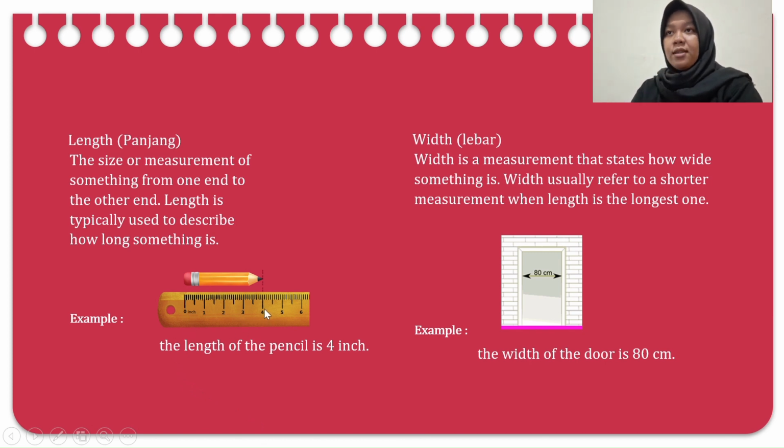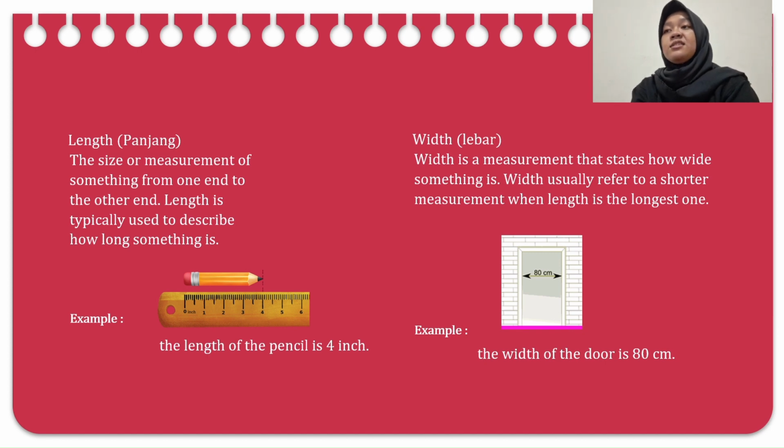Next, we have width, or in bahasa we say lebar. Width is a measurement that states how wide something is. Width usually refers to a shorter measurement, while length is the longest one. Okay, example, the width of the door is 80 centimeters.